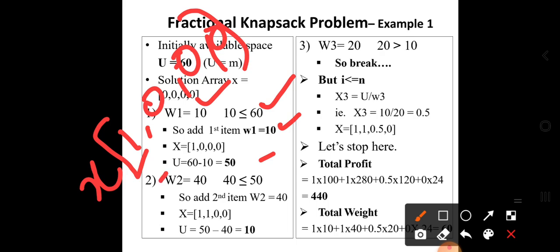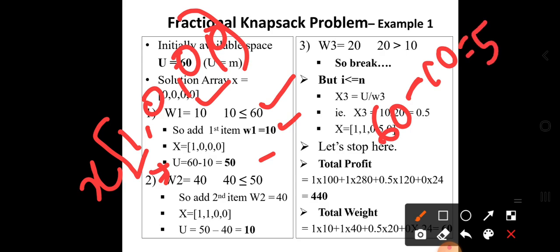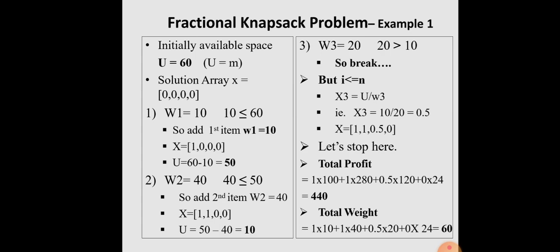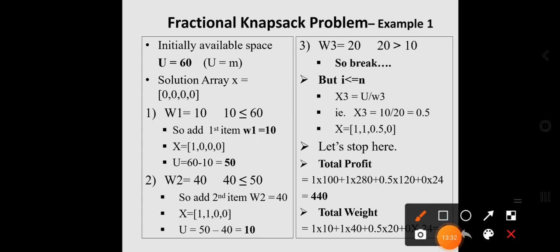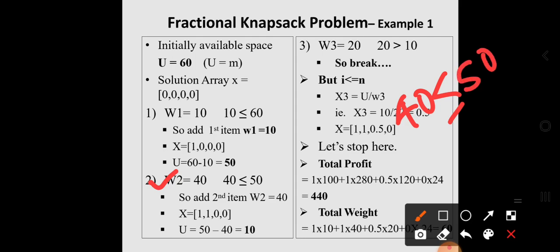Then what should we do? We should update the capacity, because we added an object with weight 10. So now we can add only an object of remaining size 50. So it's 60, then the next state W2, weight of the second object is 40. So 40 is less than or equal to 50. So we can add the second item.